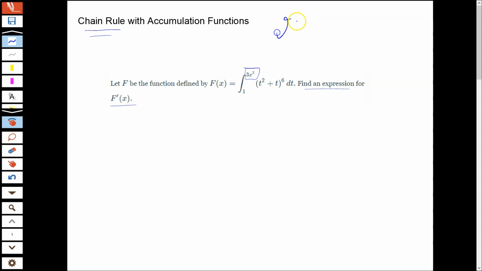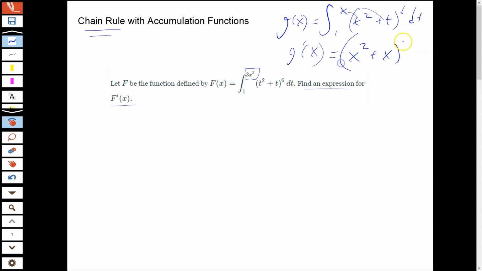Previously we'd have functions like this g here, an accumulation function that just goes from 1 to x of t squared plus t to the 6th or something like that, dt. And when we took the derivative, g prime of x, we cancel out the integral. Derivatives and integration are opposite. And we're just going to plug in that x, as we have done before. So we get x squared plus x to the 6th, and that is our derivative of g.